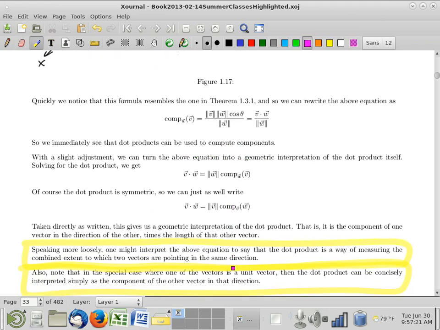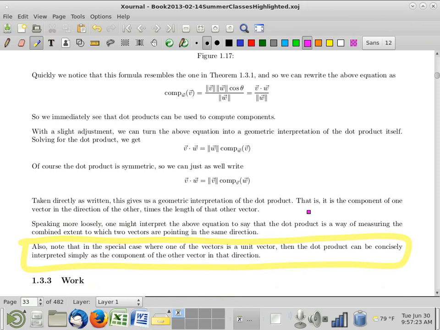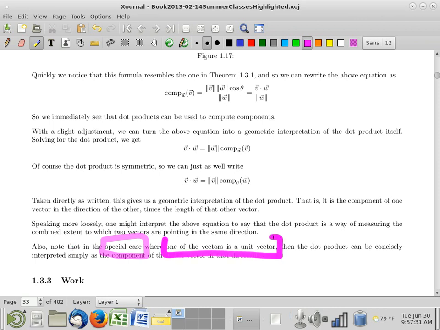Here's a better way, really, and that is to think about a special case. In the special case where one of the vectors is a unit vector, the formula really does become a lot simpler. Let's look at this equation here and consider what happens if W is a unit vector. Well, if W is a unit vector, then its magnitude is 1. And then the equation becomes that the dot product is simply the component.